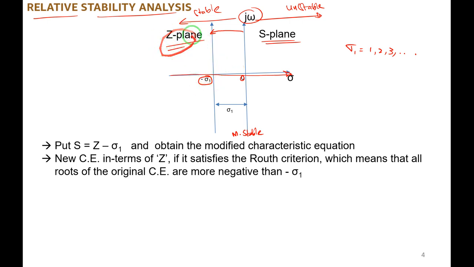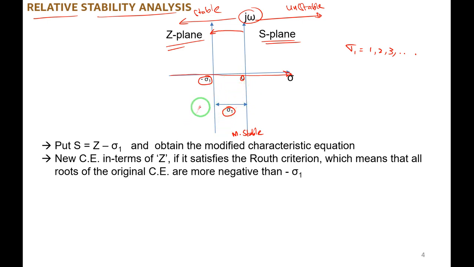Let us call this new plane the z plane. This is the imaginary axis of the s plane and this is the imaginary axis of the z plane, and the distance between them is sigma 1. But the exact value is minus sigma 1, because this is the negative real axis. The distance between the imaginary axis of the s plane and that of the z plane is sigma 1.